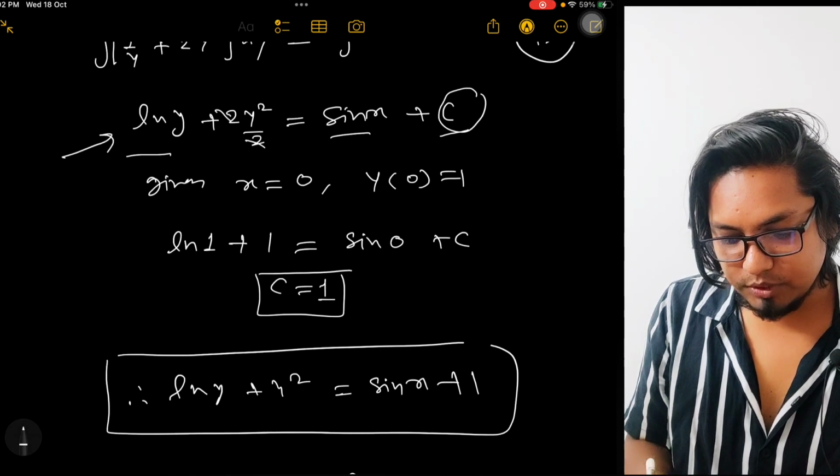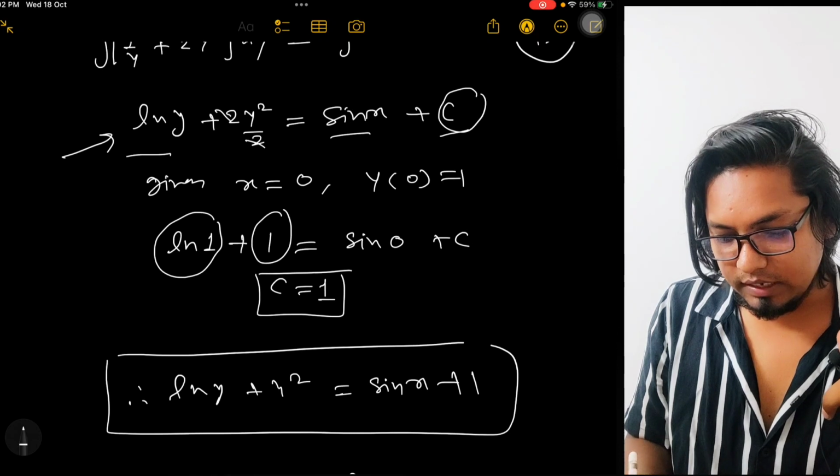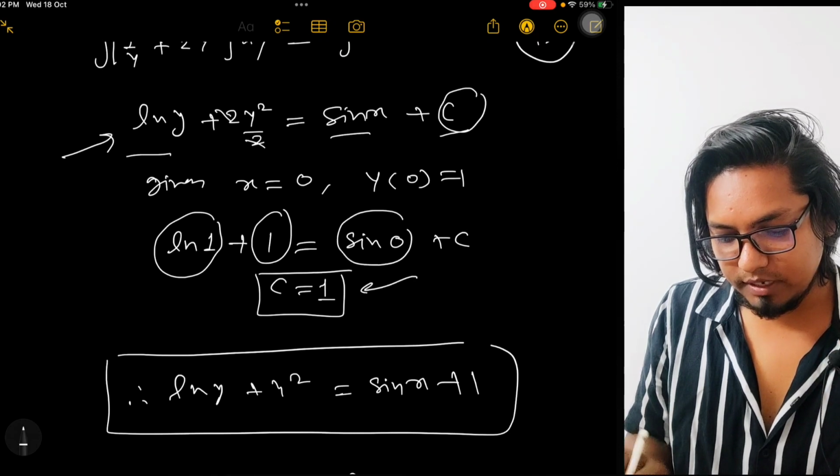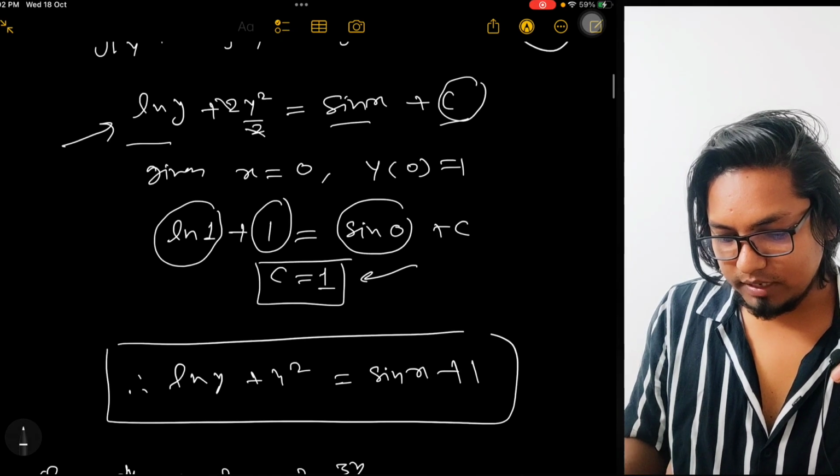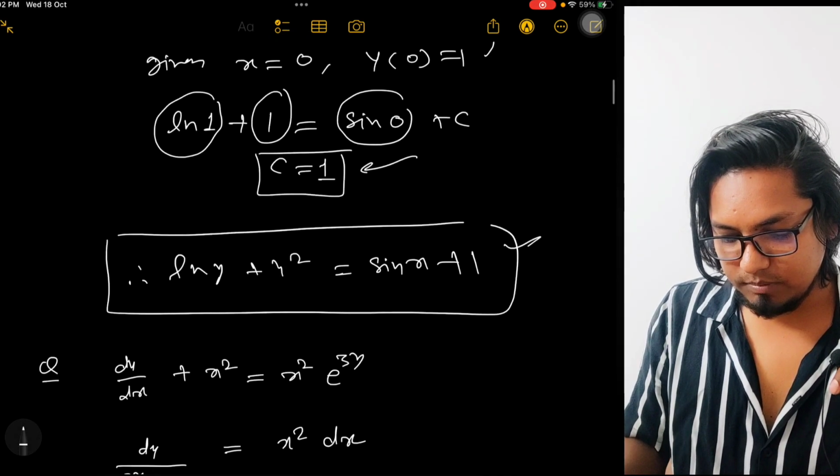In this equation, I'm substituting y equal to 1, so it becomes ln 1, and sin 0, which will be 0. So I'm getting the c value as 0, because ln 1 is also 0. So I'm going back and substituting the c value here. So this became my final solution.